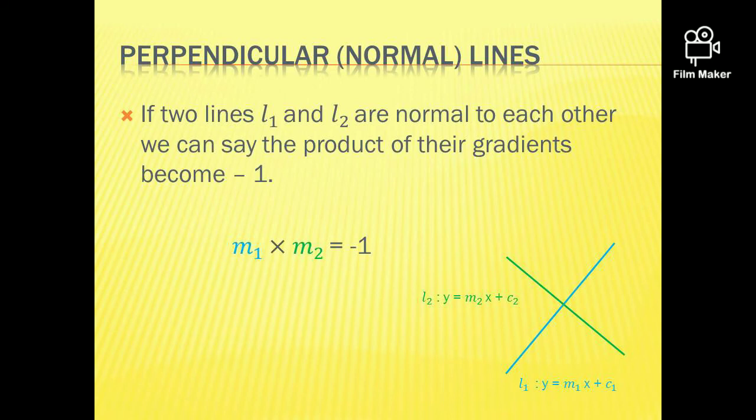The second property we are going to discuss in this video is perpendicular lines, or sometimes they are mentioned as normal lines. If two lines are perpendicular to each other, simply we can write that the product of their gradients should be minus 1. So if you have two lines, y equals m1 x plus c1 and y equals m2 x plus c2, if the two lines are perpendicular to each other, we can simply say m1 into m2 is equal to minus 1. That is the property to understand about perpendicular lines.